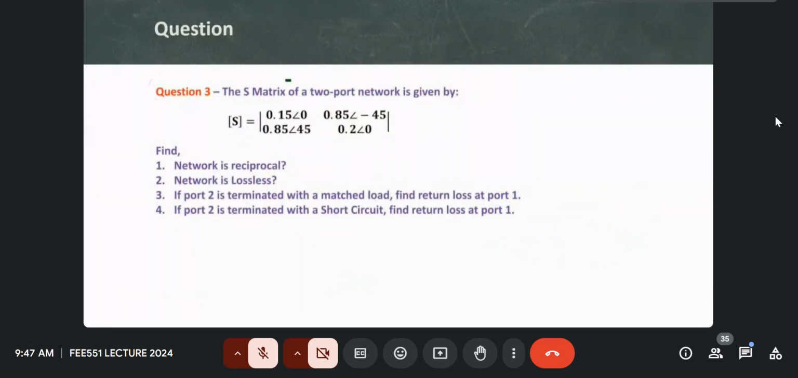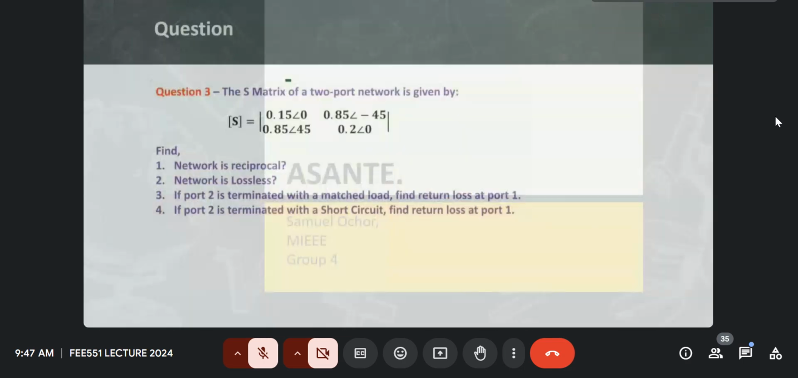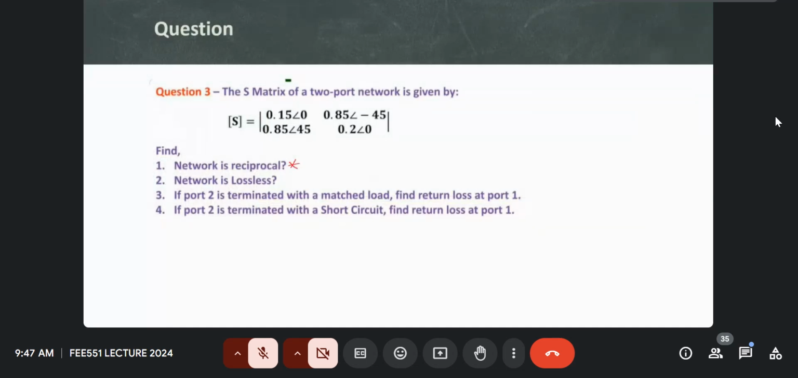So here's a question. Question 1: the S matrix of a two-port network is given by this. Is the network reciprocal? I've not done it, you can see I've not done it. You guys are supposed to do it. So is the network reciprocal?